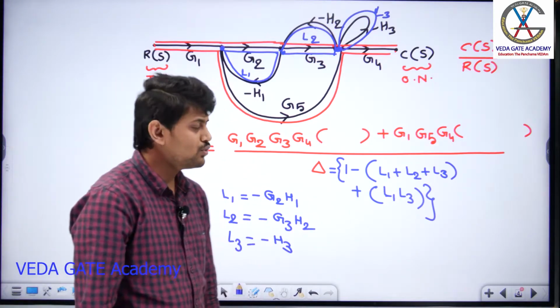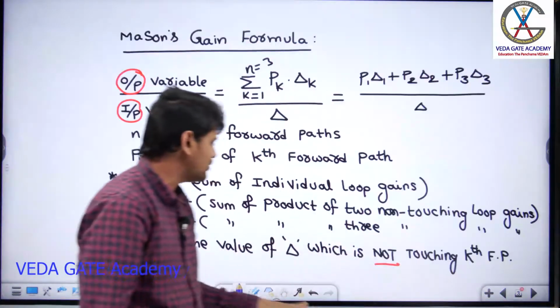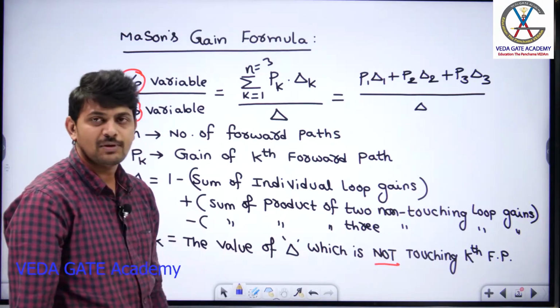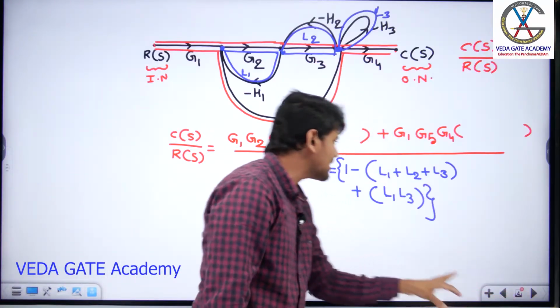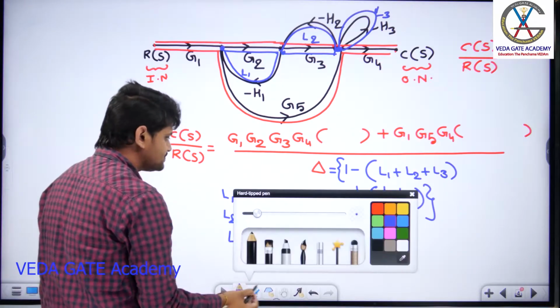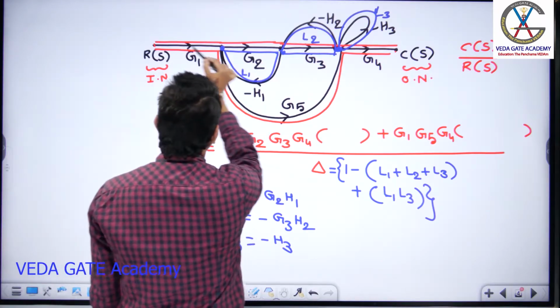Now we are left with one more last term. What is that last term? Delta K. What is the formula for delta K I have given? The value of delta which is not touching the respective forward path. That means if I consider the first forward path, what is the first forward path, guys? G1, G2, G3, G4. Right? So if you observe G1, G2, G3, G4, that means this color.